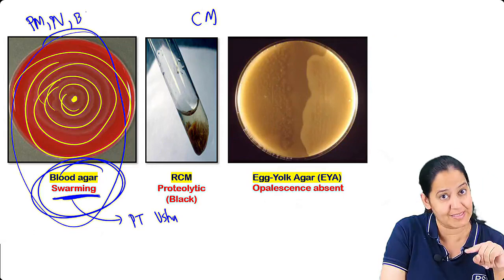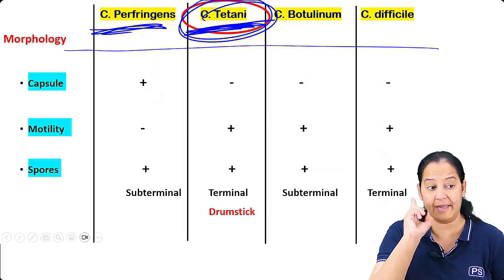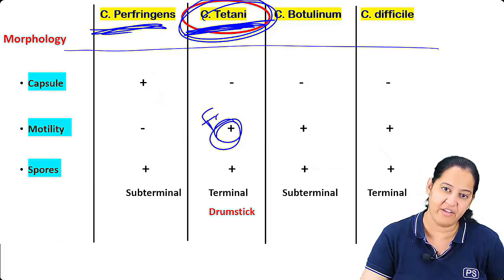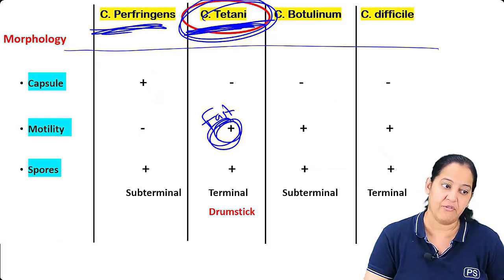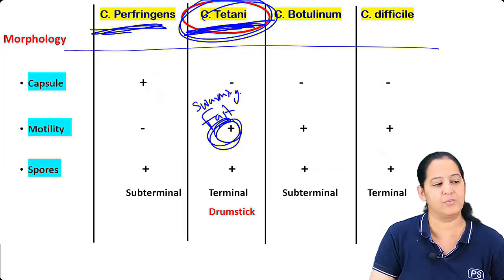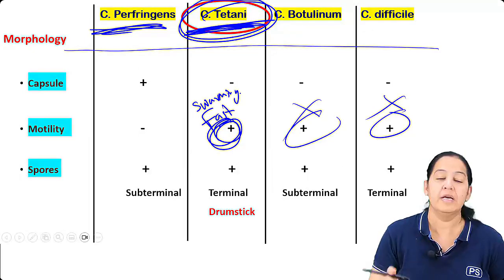The fourth one is Clostridium tetani. In Clostridium tetani, the first thing is that they are fast runners. They are motile, you can see. You can write here: very fast, and because of this it is swarming. The other one is also motile, but they are not fast runners. They are not swarming. Swarming is only in tetani.